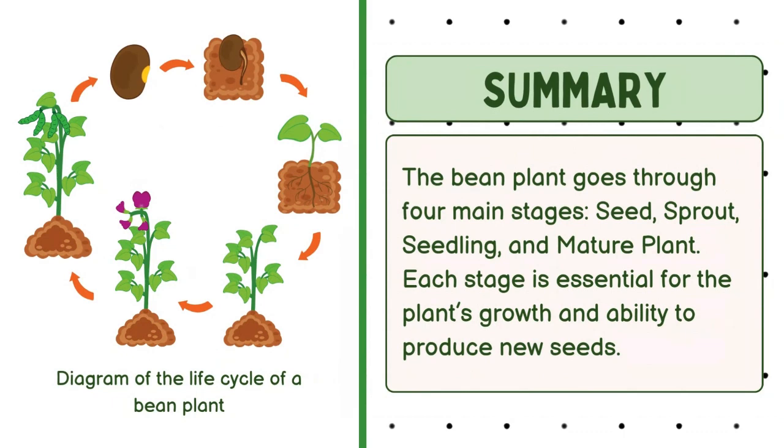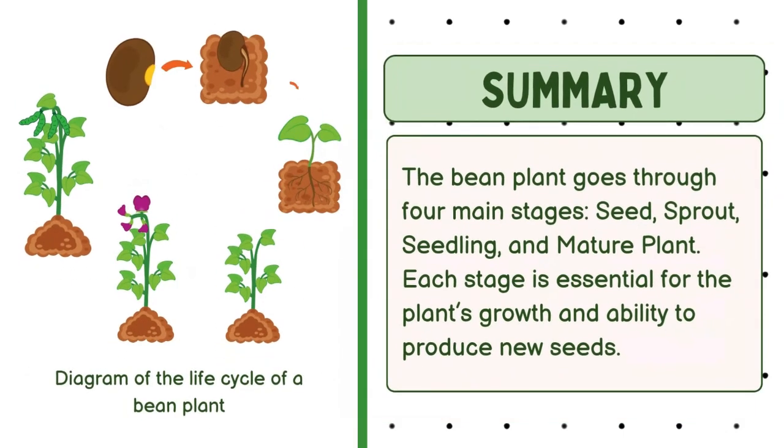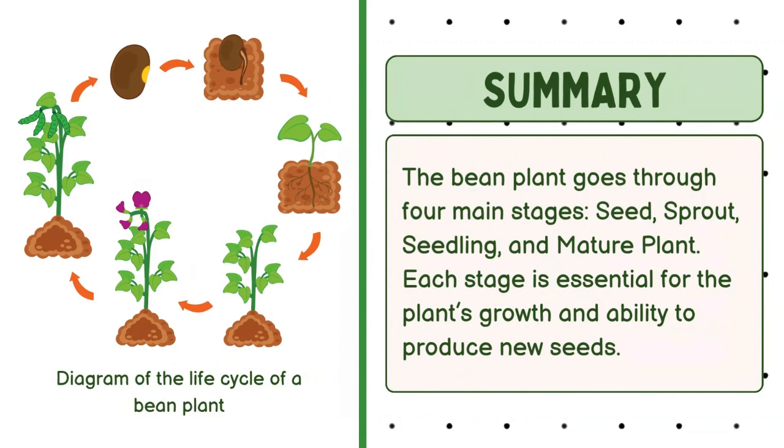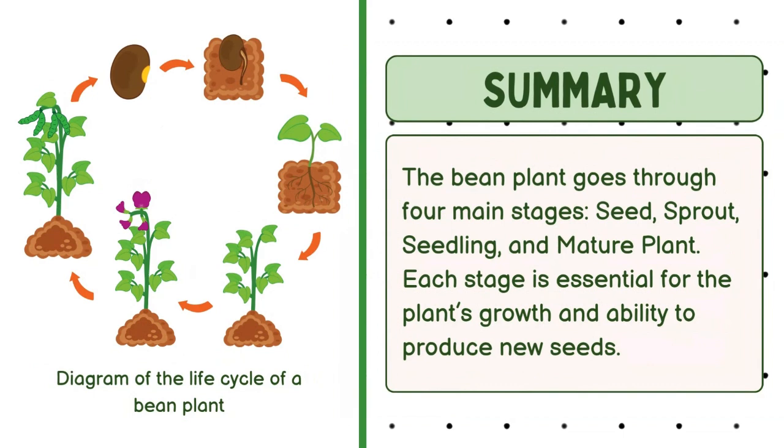Summary. The bean plant goes through 4 main stages: seed, sprout, seedling, and mature plant. Each stage is essential for the plant's growth and ability to produce new seeds. Diagram of the life cycle of a bean plant.